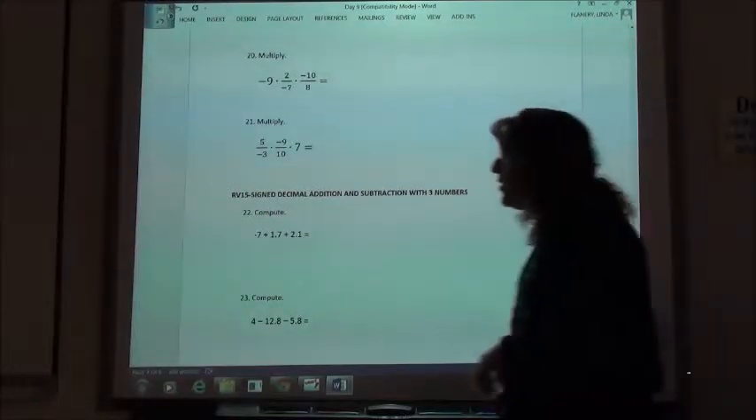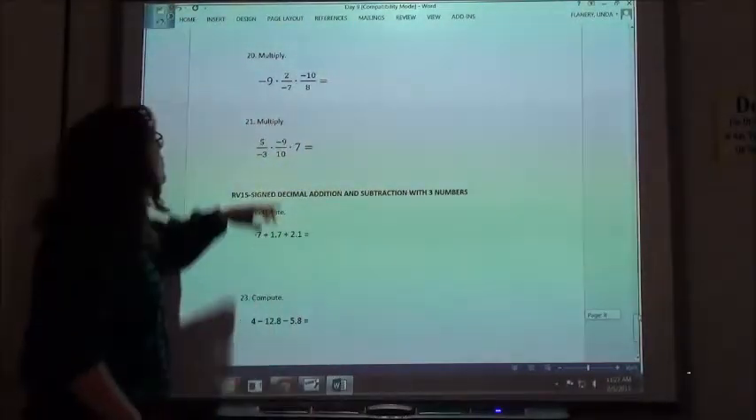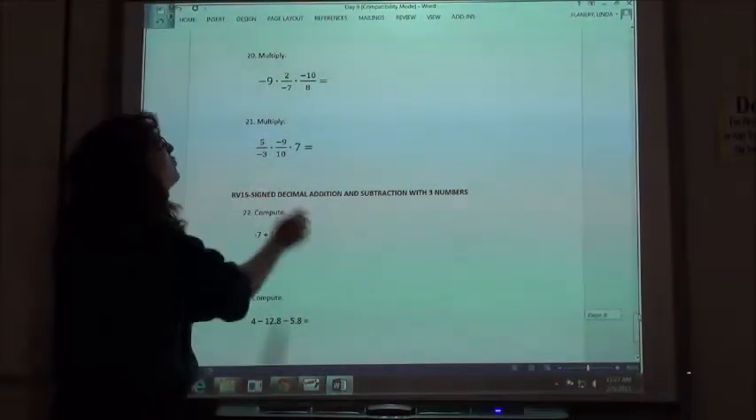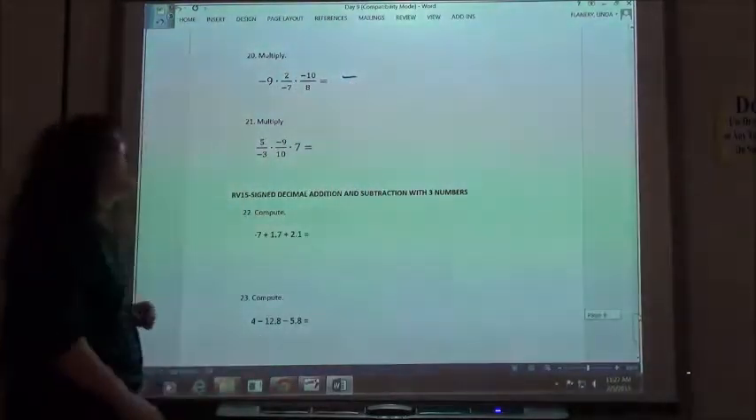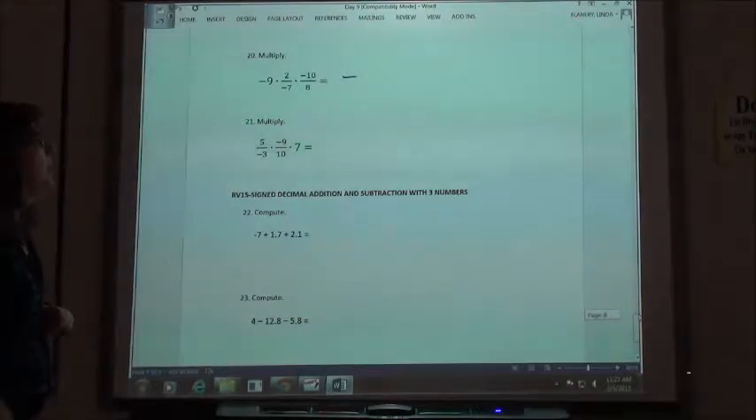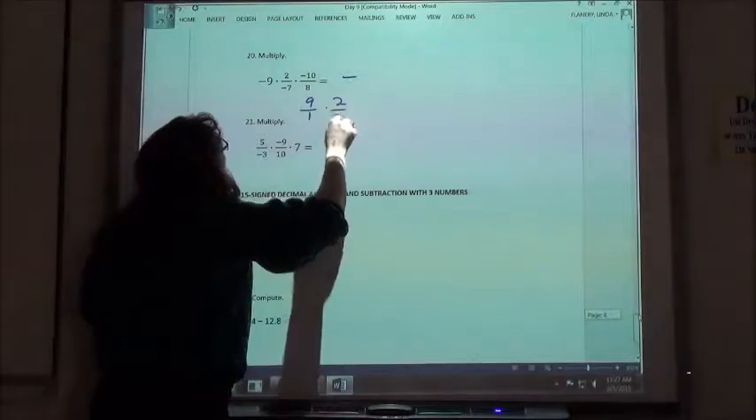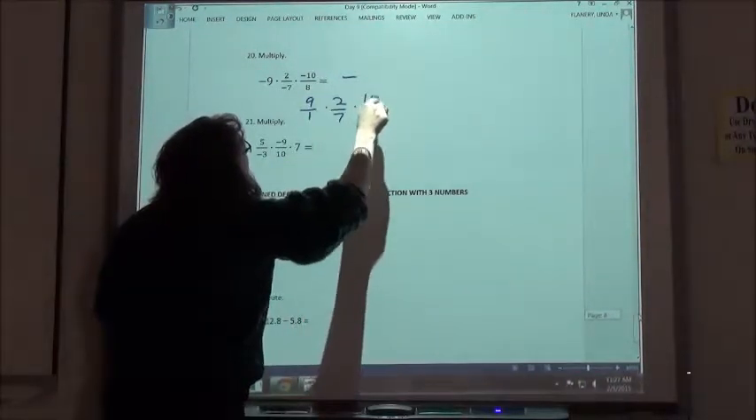Number 20, if I look at that one, I look and say, oh, there's 1, 2, 3 negative signs. Since there's 3 negative signs, I know my answer is going to be a negative. I'm then going to take 9 over 1 times 2 over 7 times 10 over 8.